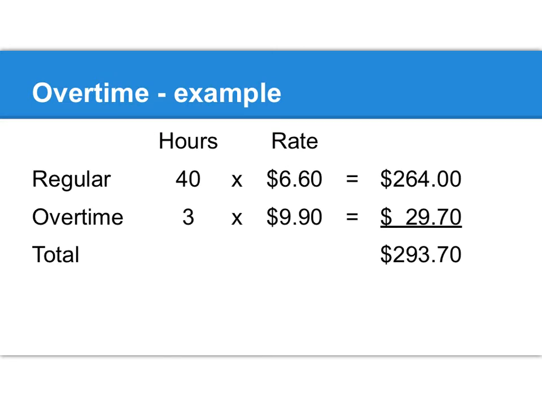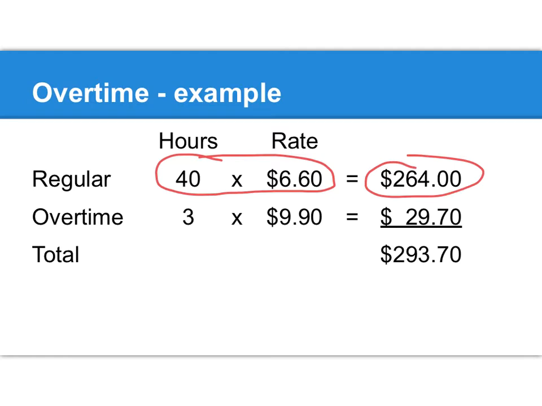John's gross pay ends up being $293.70. He's worked 40 hours at $6.60. He can't go past 40 hours at this rate, because once he does, he's going to get paid the overtime rate of $9.90. 40 hours at $6.60 an hour is $264.